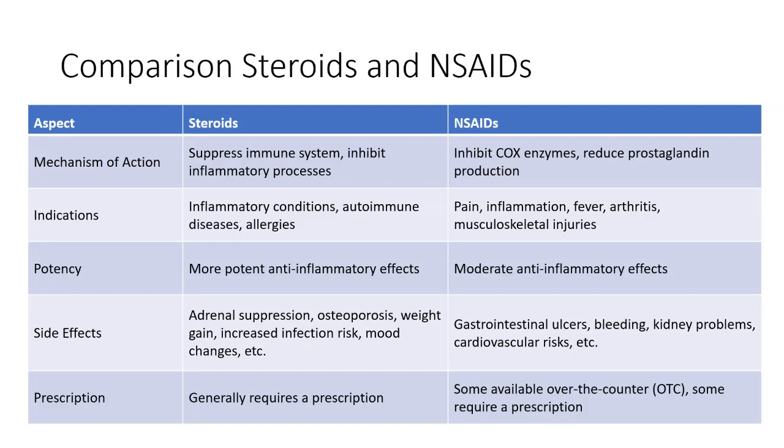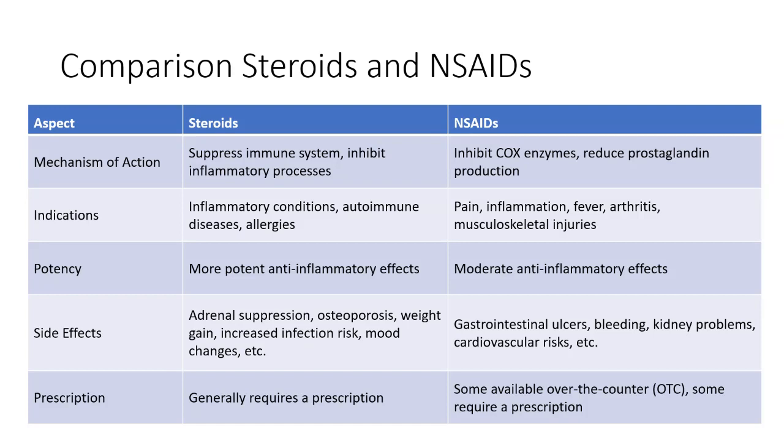Steroids generally exhibit more potent anti-inflammatory effects compared to NSAIDs, which typically have moderate anti-inflammatory effects. Next, let's consider side effects. Steroids can lead to adverse effects such as adrenal suppression, osteoporosis, weight gain, increased infection risk, and mood changes. Conversely, NSAIDs may cause gastrointestinal ulcers, bleeding, kidney problems, cardiovascular risks, among others.